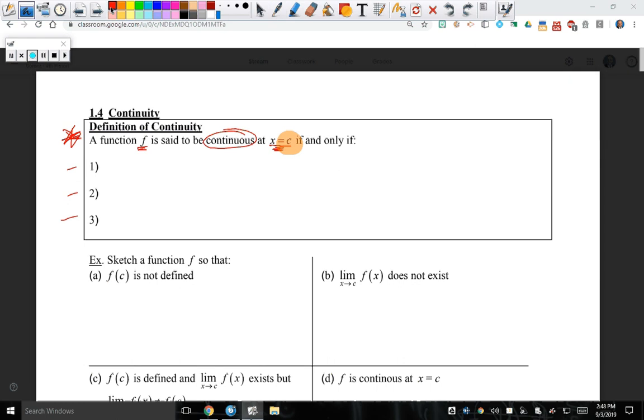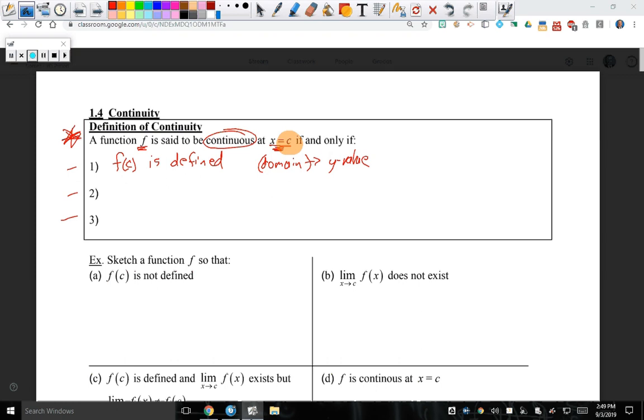So rule number one is f of c is defined. That means it exists, okay? So you see it somewhere on the graph. There's not a hole in the graph like a removable discontinuity. There's not a vertical asymptote like an infinite discontinuity, stuff like that. You know what I mean? It's defined. It's in the domain. Okay, and if you want to write that, you could say that the domain spits out a y value.